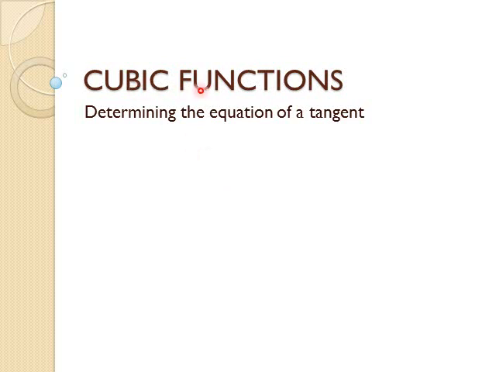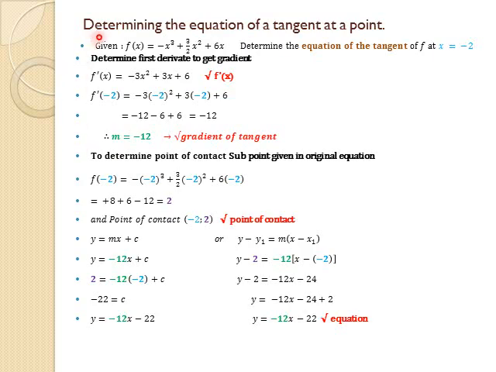Good day and welcome. In this lesson, we'll be looking at the compulsory exam question: determining the equation of a tangent at the point, given the equation of a function. So, given f of x equals minus x cubed plus 3 over 2 x squared plus 6x, determine the equation of a tangent of f at x equals negative 2.